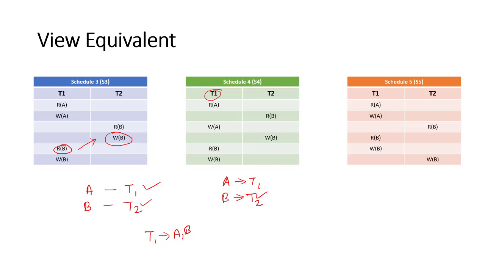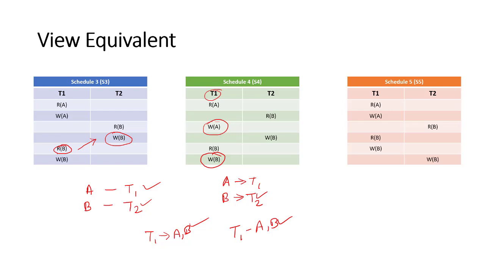Now what about the final write operation? Obviously, for data item A, transaction 1 is performing the final write operation, and for data item B, transaction 1 is also performing the final write operation. So that is also matching with schedule 3. So the third condition has been satisfied.